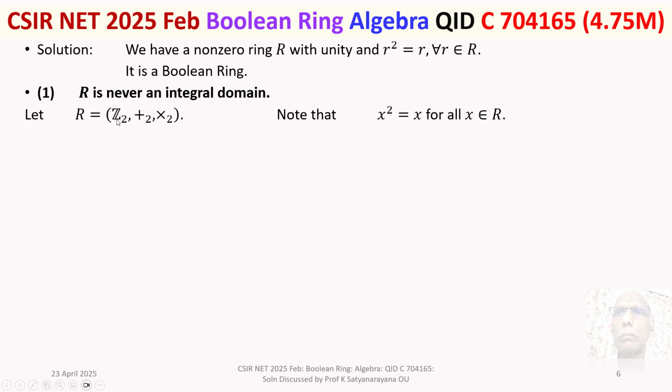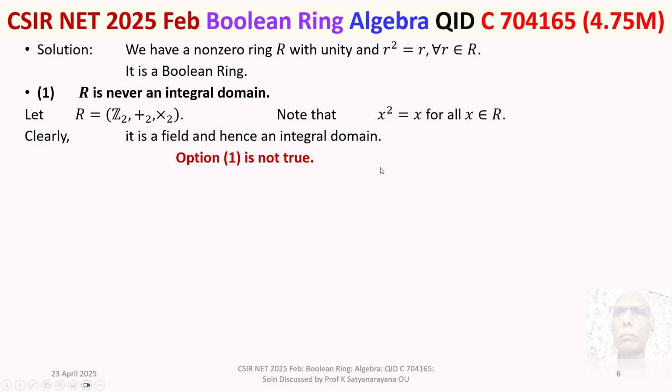Now Z2, where 2 is a prime, therefore Z2 under addition modulo 2 and multiplication modulo 2 is a field. And every field is an integral domain. So this is an integral domain having these properties. So clearly it is a field and hence an integral domain. Therefore R can be an integral domain in this case. Therefore option 1 is not true.